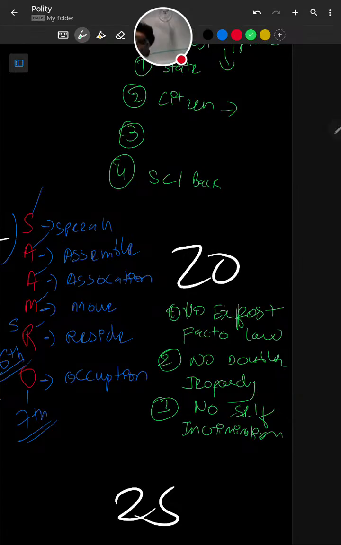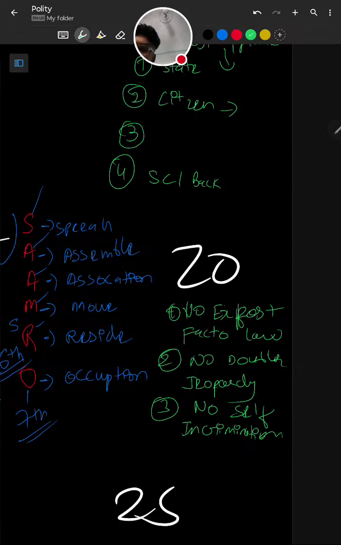No ex post facto law is basically saying that you would not be punished for something that was not a crime when you did it in the past. Then next is no double jeopardy. You would not be charged twice for the same crime.